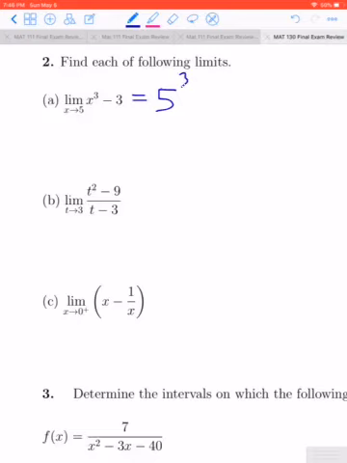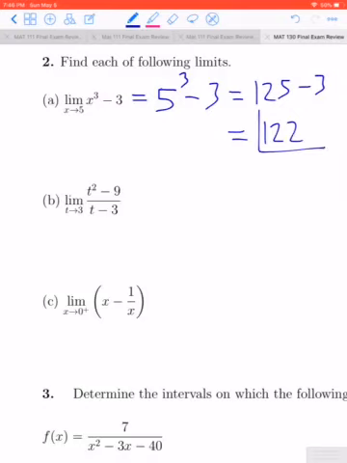And the reason for this is because the function x cubed minus 3 is continuous at x equals 5. So we can plug the 5 in. We get 5 cubed minus 3, which is going to be 125 minus 3, which should be equal to 122. So the limit in part A is going to be 122.